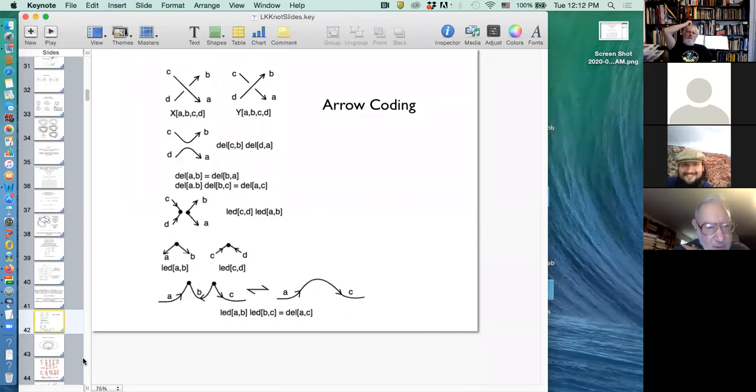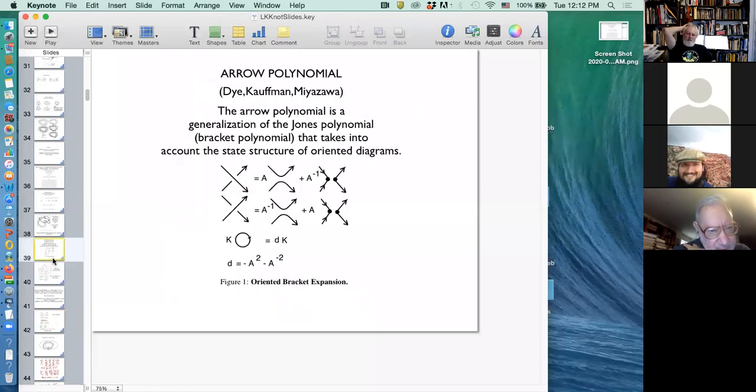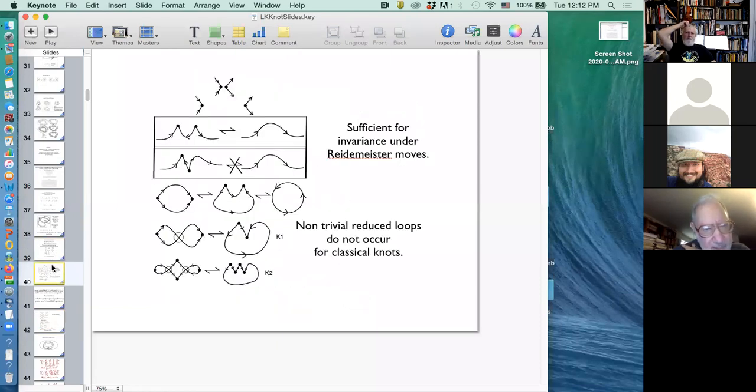Now, what about these funny states? Couldn't they occur in a classical knot diagram as well? And the answer is no. The problem is that you won't have any virtual crossings in a classical diagram. And so if you have a zigzag, here's one. If you had a zigzag in a classical diagram, it would have to look like this.